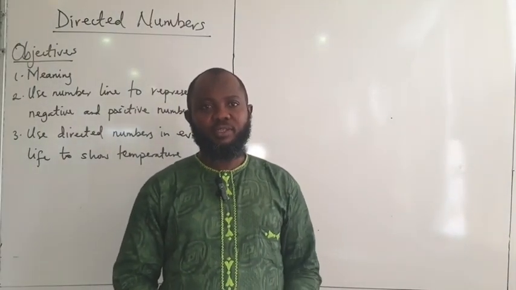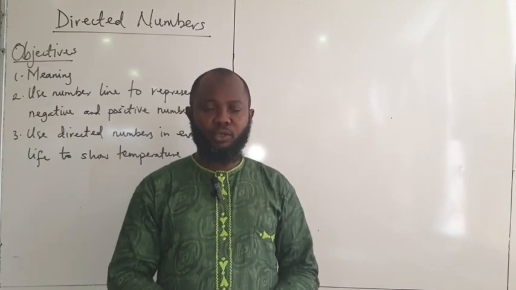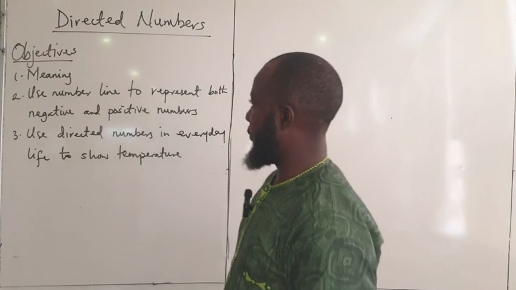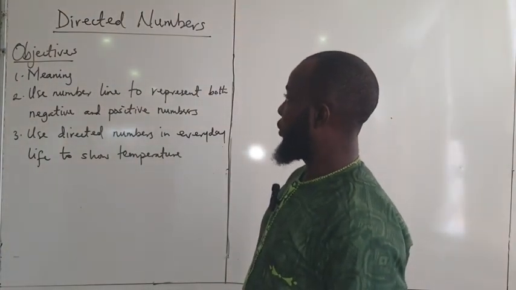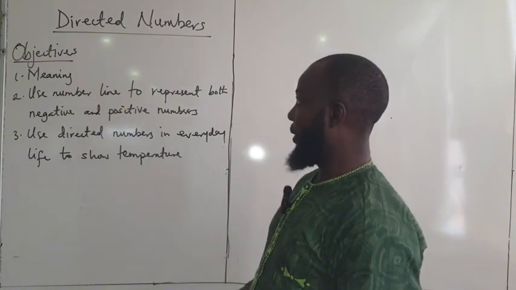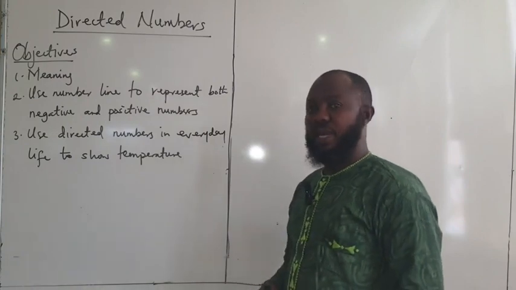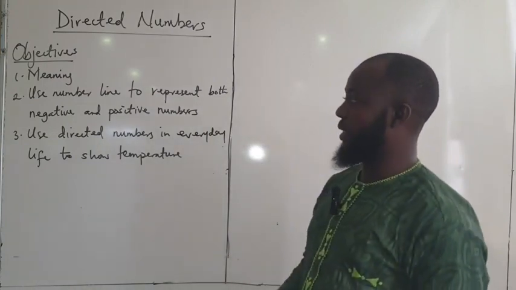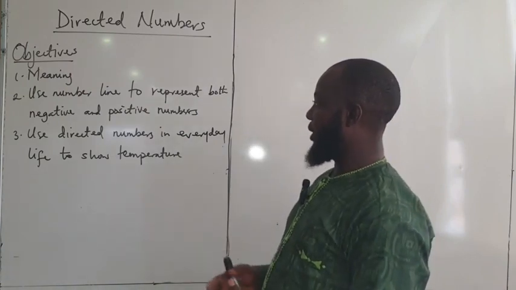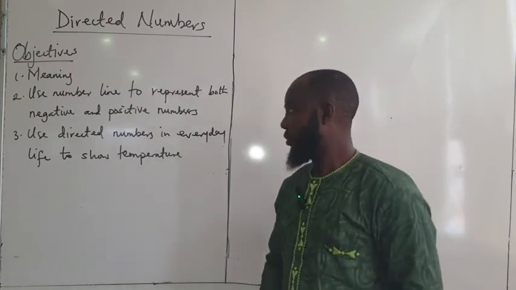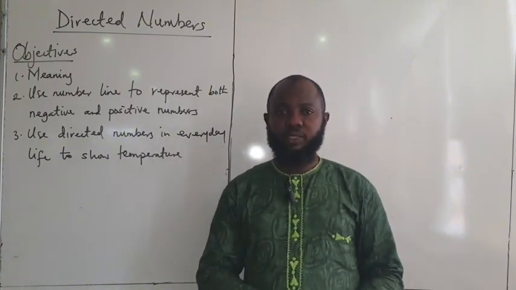So in this class, we want to look at another concept, and that is directed numbers. These are the objectives that we want to achieve in this class. We want to look at the meaning of directed numbers. We want to look at how we use a number line to represent both negative and positive numbers. Then, how do we use directed numbers in everyday life to show temperature, for instance? So that's what we want to look at in this video.